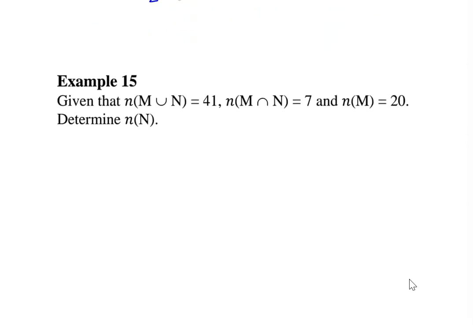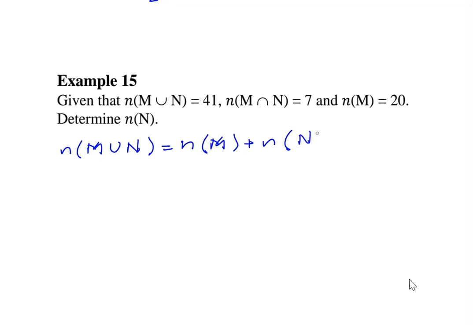Example 15. In example 15, we're told that the number of elements in M union N is 42, the number of elements in M intersect N is 7, the number of elements in M is 20, and we're to determine the number of elements in N. Formula again: the number of elements in M union N would be equal to the number of elements in M plus the number of elements in N minus the number of elements in M intersect N. So let's put in what we know.